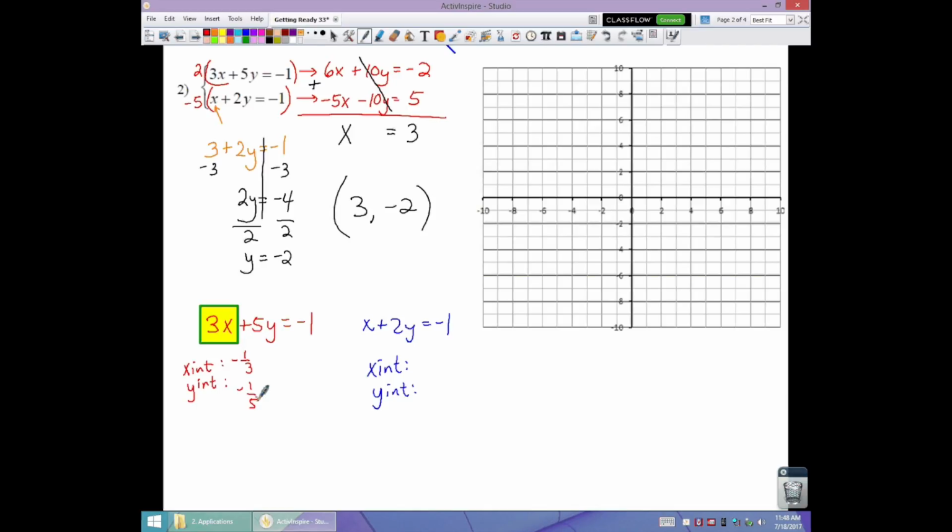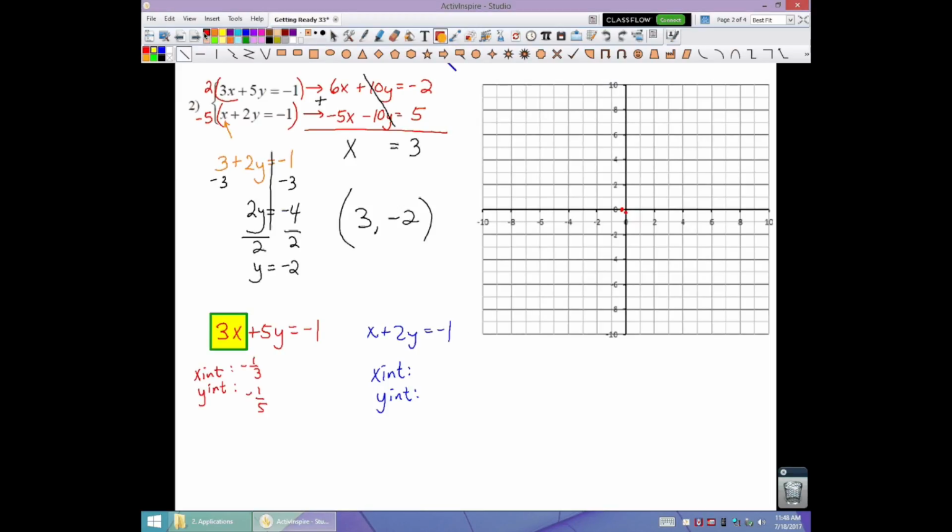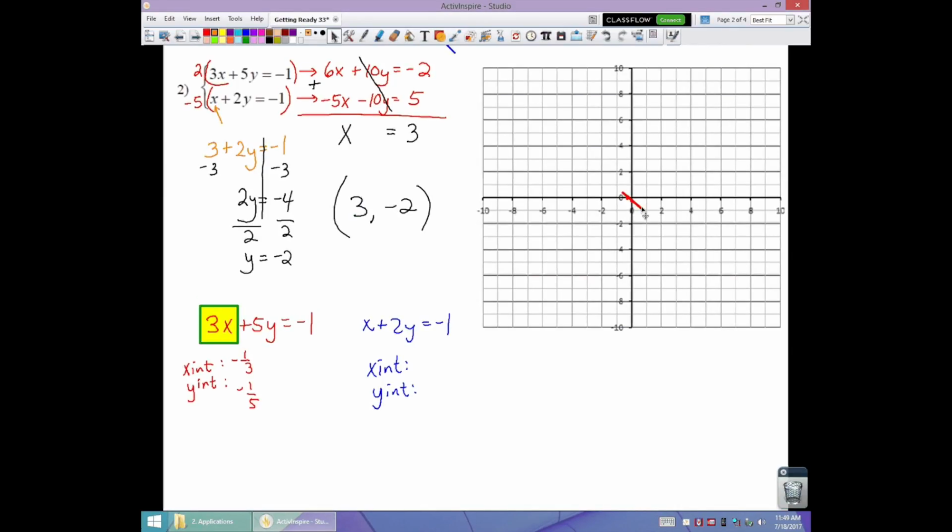So that line has an x-intercept of negative 1/3 and a y-intercept of negative 1/5. Now, those points are so close together that that line is probably not going to look great when I have graphed it. They're probably a bit too close together to be of much use, but we'll put her up there and see what happens. If things don't look good, I can always go find some more points to graph with.